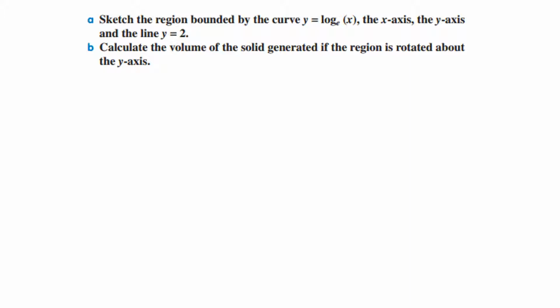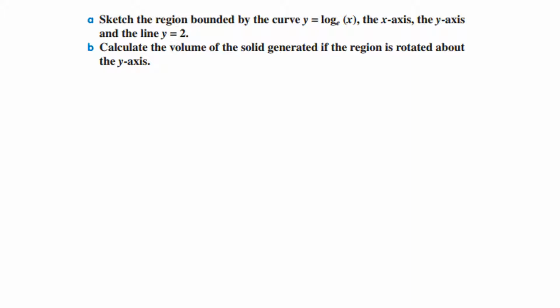Okay, here's another one. It's linking back to some of the skills you learnt back in exercise 8A when you're looking at the area. So firstly, draw the sketch of the basic log, the natural log function. You need to think about the region being described between the x-axis, the y-axis, and the line y equals 2. Sketch the region and then appreciate what you need to do is calculate the volume of the solid if that region is rotated about the y-axis. Have a go and come back to the answer when you're ready.